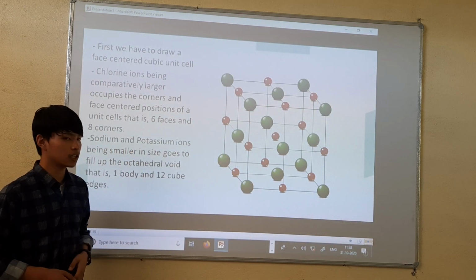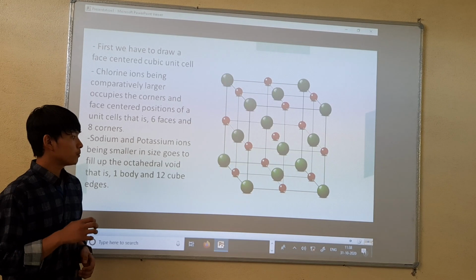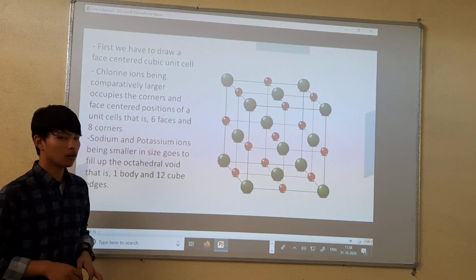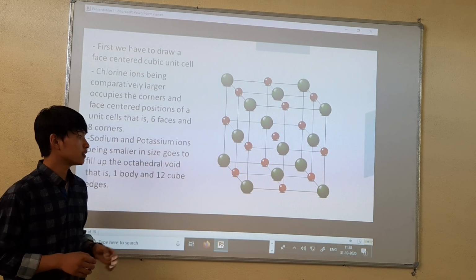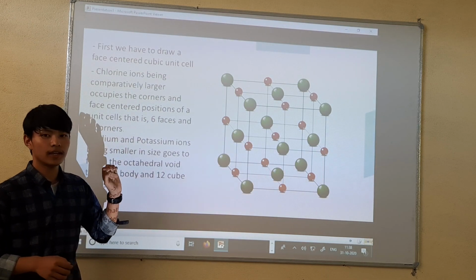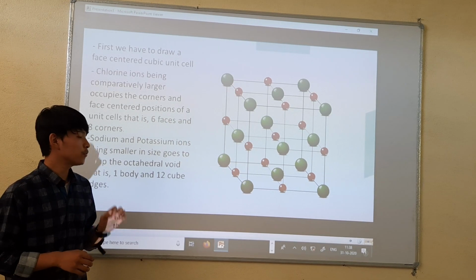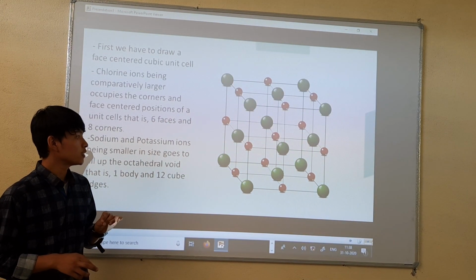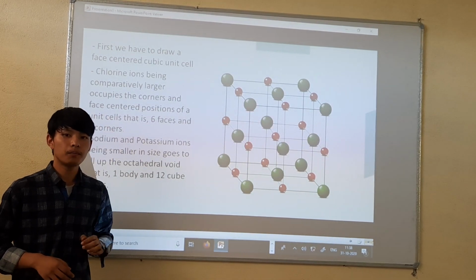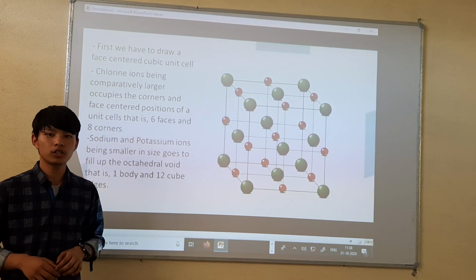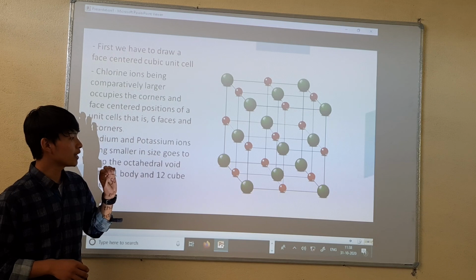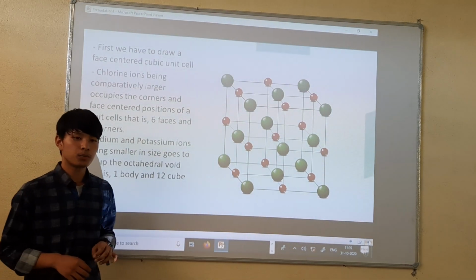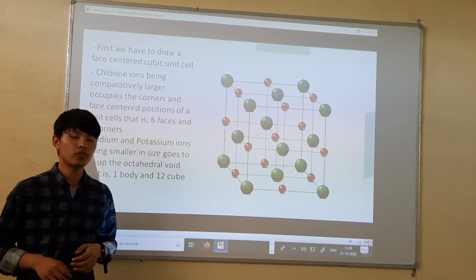So the thing that we have learned about the structure of NaCl or KCl is that the unit cell of NaCl or KCl is face-centered cubic, and the octahedral voids present in the unit cell are filled up by Na positive or K positive ions, and the chlorine, being larger in size, will occupy the corner positions and face-centered positions, which are the main positions of our lattice.